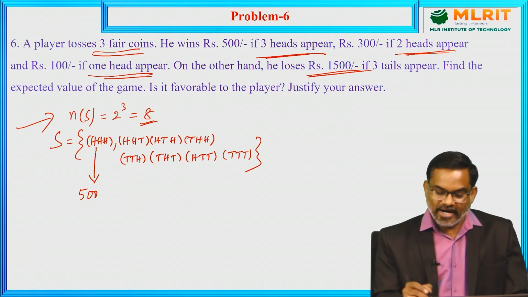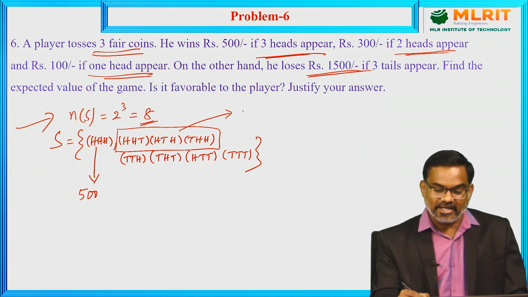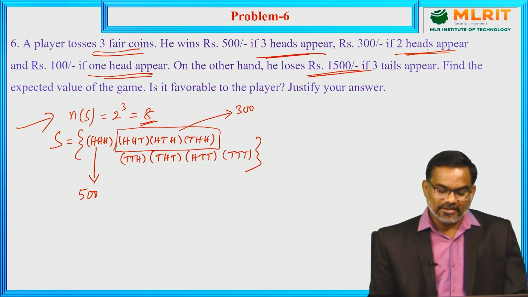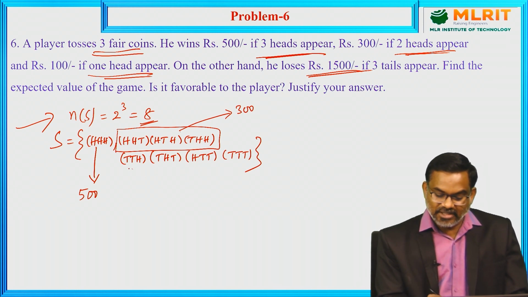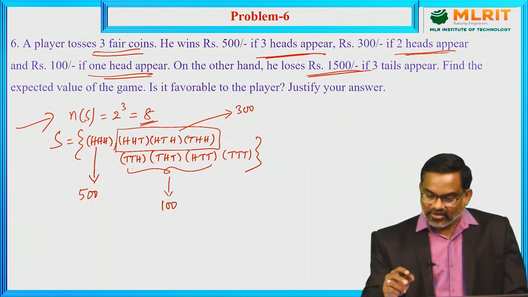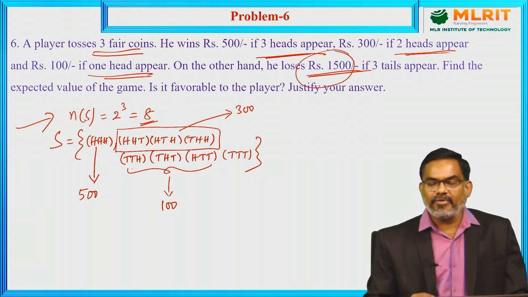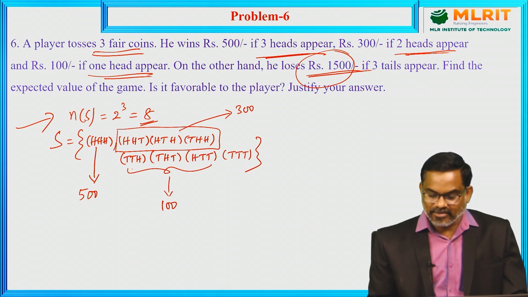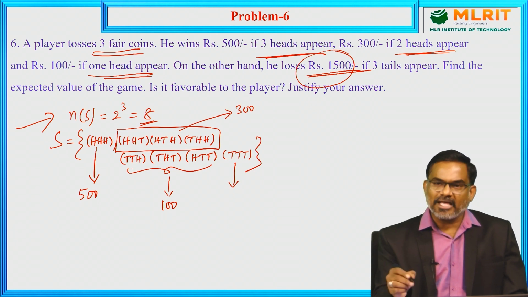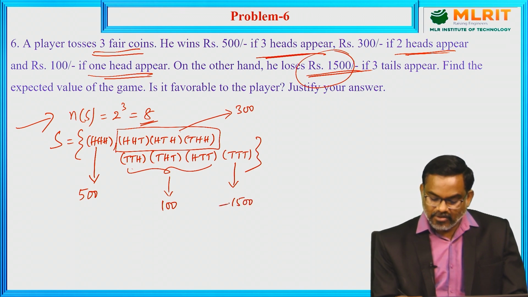Next, 2 heads and 1 tail. For this I can assign 300, because the player wins 300 rupees if 2 heads occur. And for 1 head, I can assign the number 100. On the other hand, the player has to pay 1500 rupees if 3 tails appear. That means in the last case, the player has to pay. All these are positive entries, but now the player has to pay, so minus 1500.